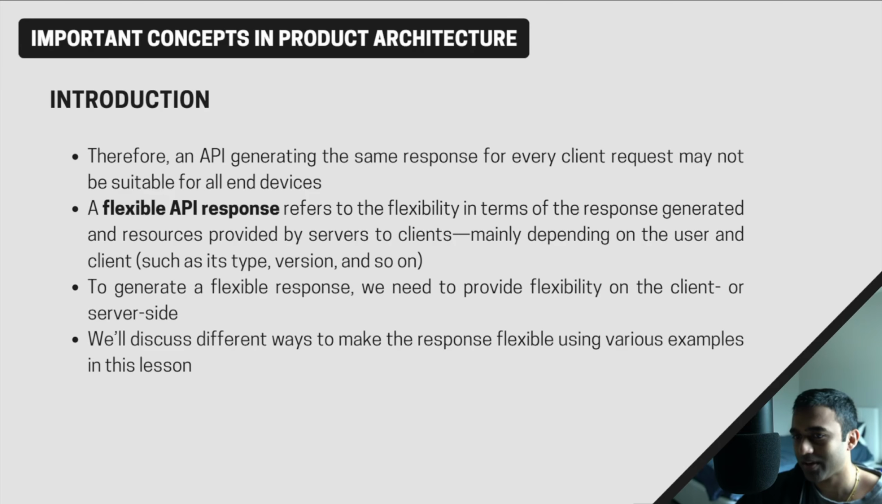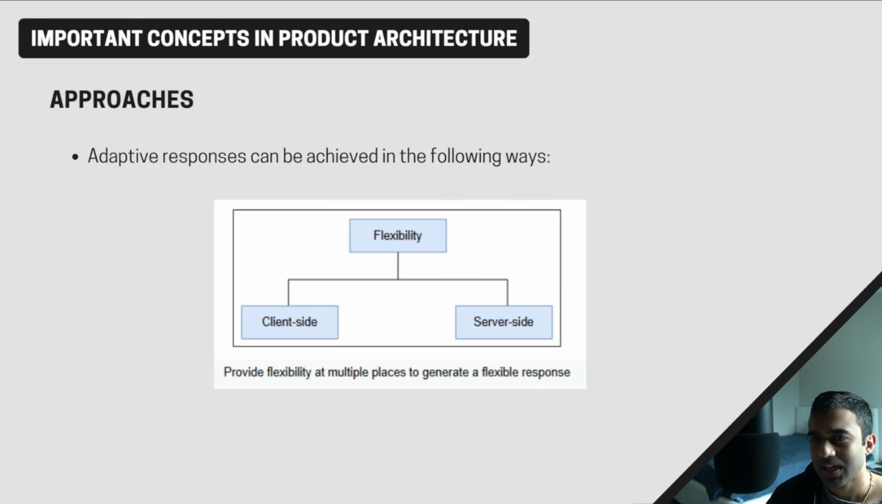A flexible API response refers to the flexibility in terms of the response generated and resources provided by servers to clients, mainly depending on the user and client, such as its type, version, and so on. To generate a flexible response, we need to provide flexibility on the client or server side. We'll discuss different ways to make the response flexible using various examples in this lesson. So here are some approaches. Adaptive responses can be achieved in the following ways.